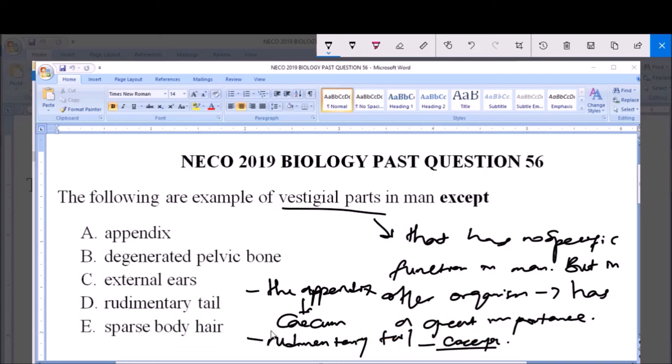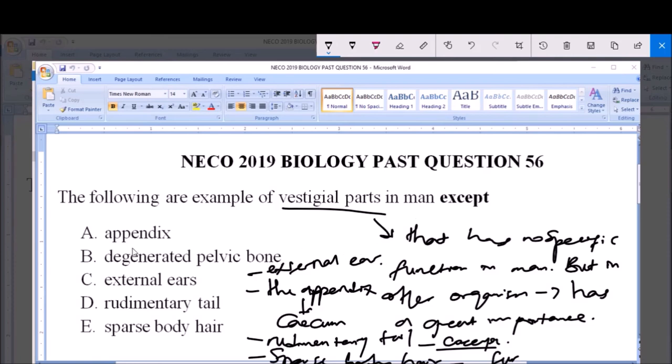Another example is the sparse body hair of man. In other animals this forms the fur. And another example is the external ear. If you look at the external ear of man, it is small compared to that of other animals. So these are the vestigial parts in man.